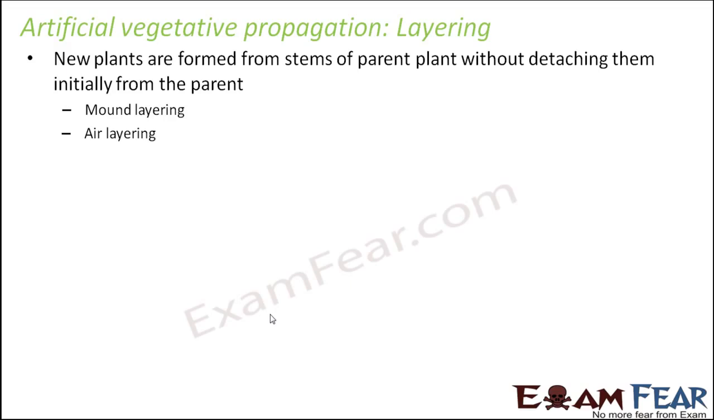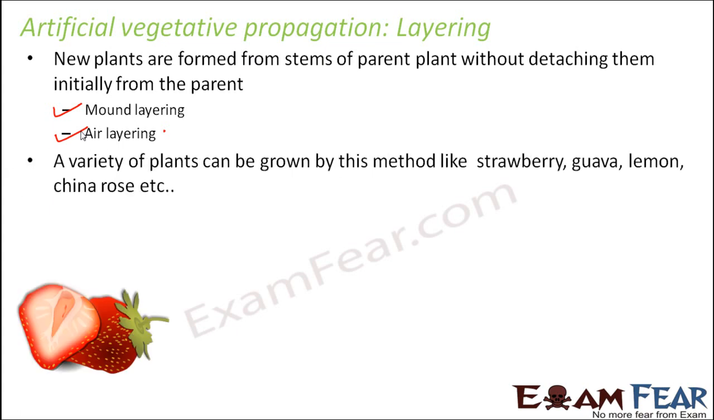Now there are many ways of doing it. Broadly, we can classify them into two ways. One is mound layering and the other one is air layering. Let us look at both of these in detail. A variety of plants can be grown by this layering method, for example, strawberry, guava, lemon, China rose, etc.